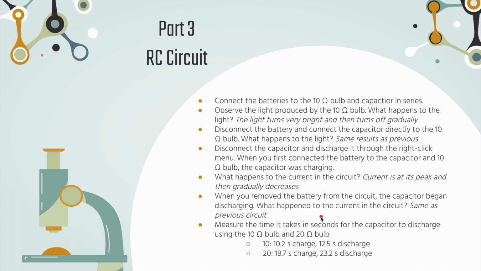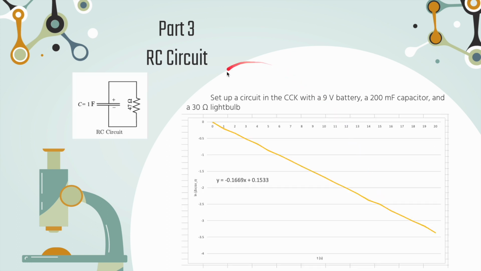We repeat this for the 20 ohm bulb as well, and we measure the time it takes to charge and discharge. For the 10 ohm bulb, it was 10.2 seconds to charge and 12.5 to discharge, and for the 20 ohm bulb, it was 18.7 seconds to charge and 23.2 seconds to discharge. Then we set up a circuit in CCK with a 9 volt battery, a 200 mF capacitor, and a 3 ohm light bulb, and measure for 20 seconds.